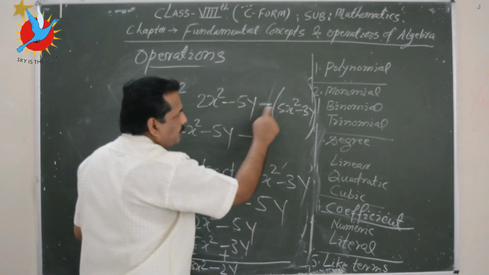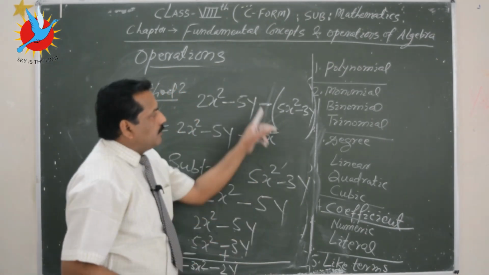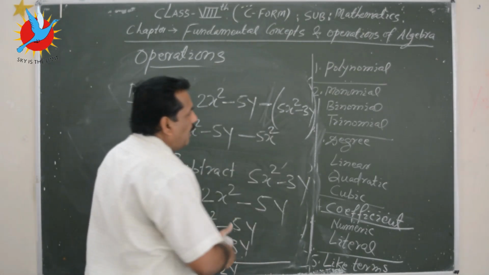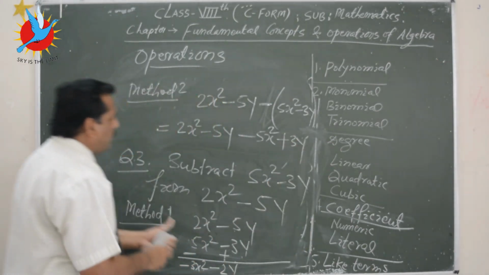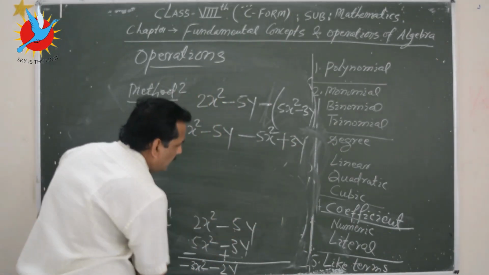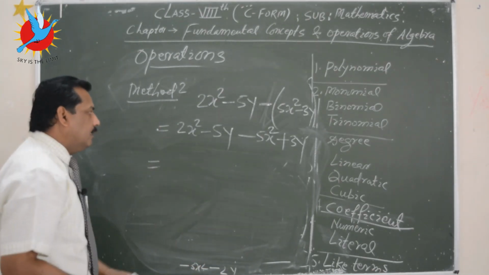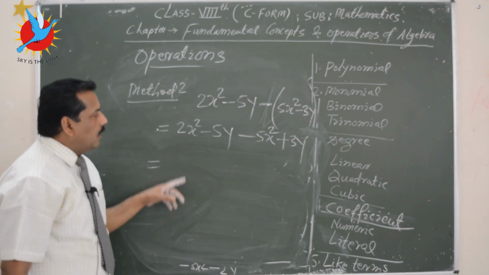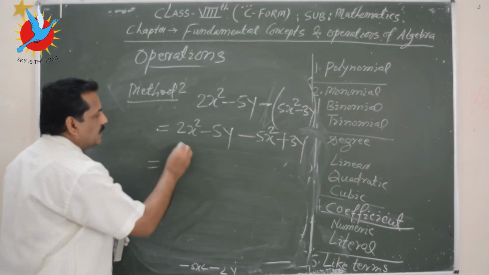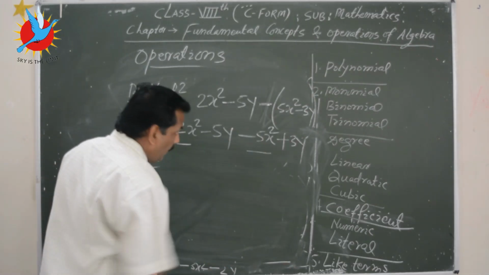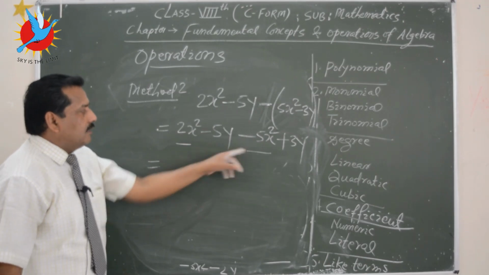So this is plus minus minus 5x square. Let us open this bracket, and this is minus minus plus, and this is 3y. And we have simplified it. We have opened the bracket, and then you follow the usual rules of general arithmetic operations. This is 2x square. Let us pick up the like terms. So 2x square, and this is minus 5x square. We have to add these two.